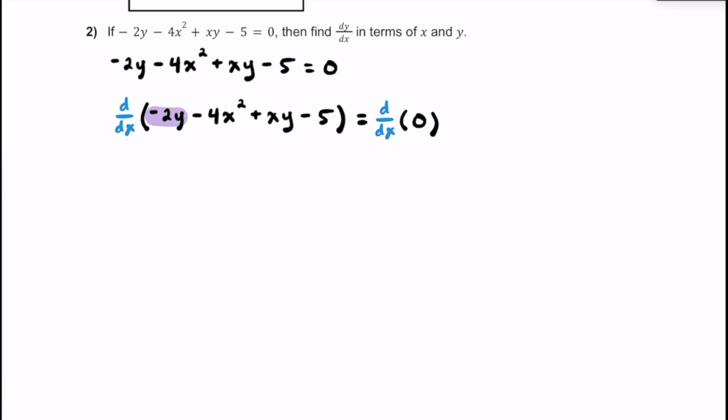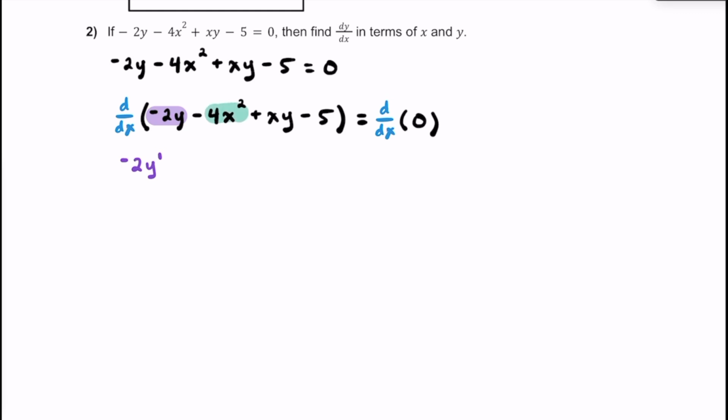Alright, starting off with the first term, negative 2y. If we take the derivative of that, we're going to have negative 2 and then dy/dx. But for now, I'm just going to write y prime. But keep in mind that y prime is what we're looking for, that dy/dx. Okay. Then we're going to take a look at the second term here.